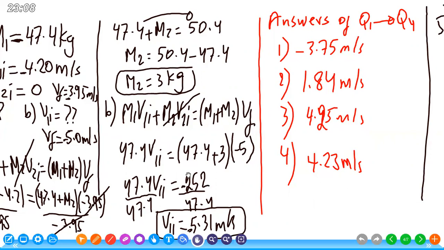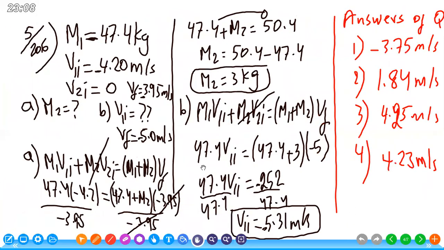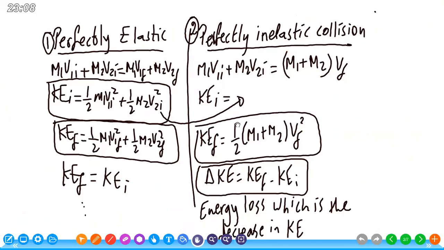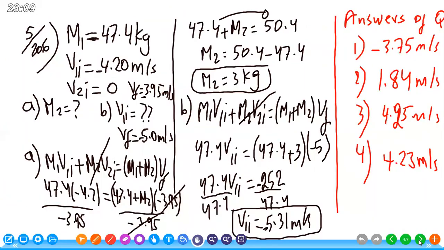Okay. Now let's come to energy. From now, let's continue with energy. Since it is a perfectly inelastic collision, what if the question asks: what is the decrease in kinetic energy? How can we find it? I have to find kinetic energy initial, which is half M1 V1 initial squared plus half M2 V2 initial squared, and then find kinetic energy final, which is half M1 plus M2 times V final squared, and then subtract them. Three steps. Let's do them.